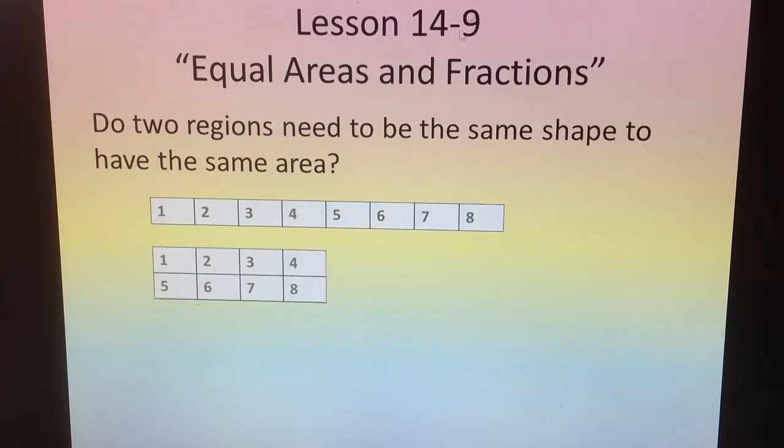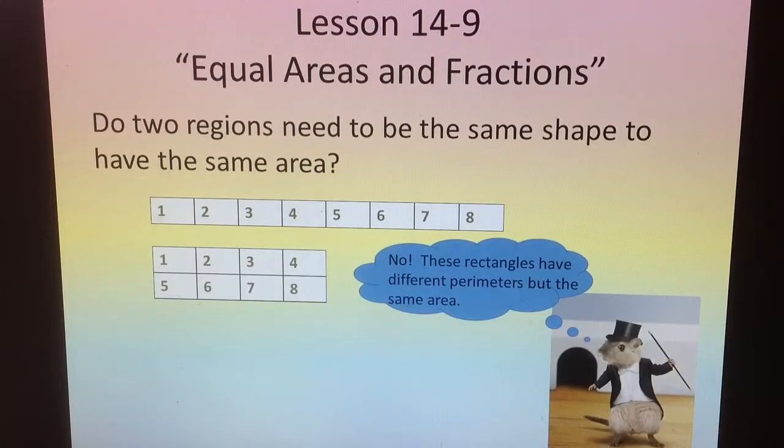I have two rectangles here. One is long and skinny. One is a little bit more shaped like a square. They both have the same area because they both have 8 units, but they are definitely not the same shape. This is a long skinny rectangle and this is a wider, shorter rectangle. So no, they don't need to be the same shape to have the same area. And the mouse is reminding us of that as well.